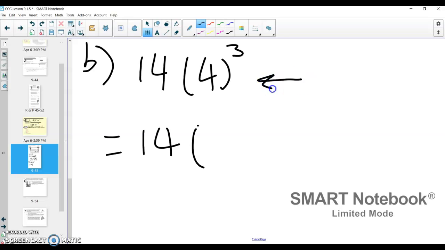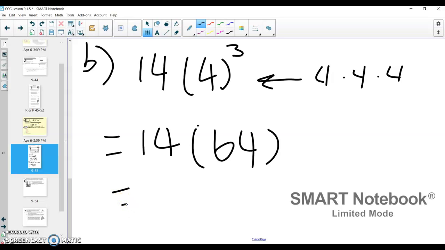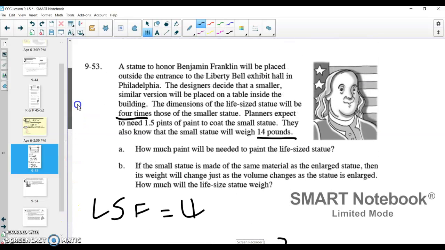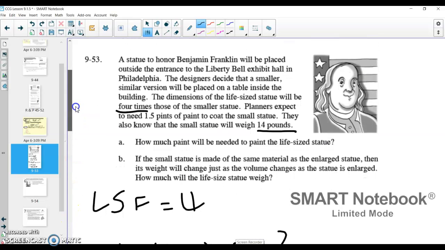4 cubed is the same thing as 4 times 4 times 4. And 4 times 4 times 4 gives me 64. And then 14 times 64 is going to give me my new weight. And that new weight is going to be 896 pounds for the big statue. I should use lbs because my word pounds looks really funny. But that's how much it'll weigh.